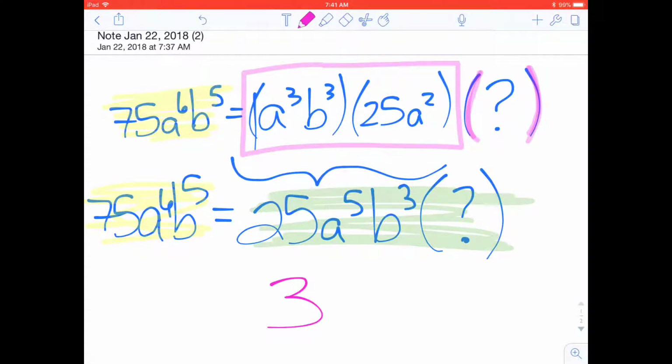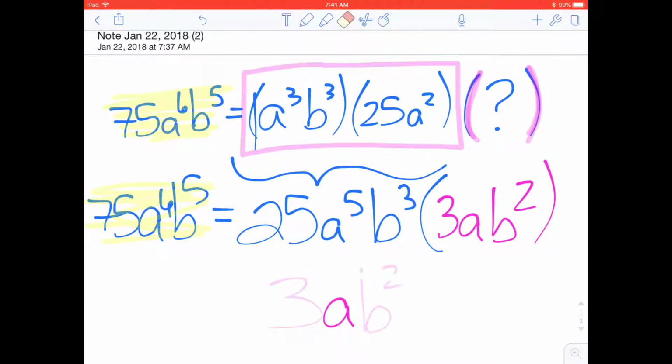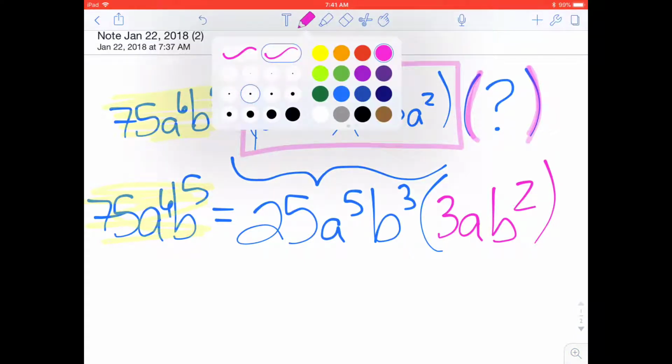Then let's do our rules or our laws of exponents. If I have a to the sixth divided by a to the fifth, that's going to give me a to the first. And then b to the fifth divided by b to the third is going to give me b to the second. Now, if you can't do that, if you can't see that at this point, well, watch what happens here. I'm going to simply take 3ab squared and put it in the parentheses over here. And I'll erase this.